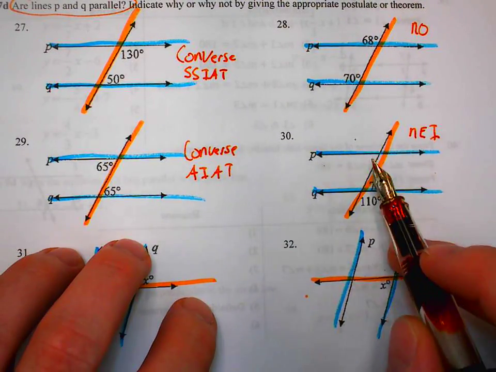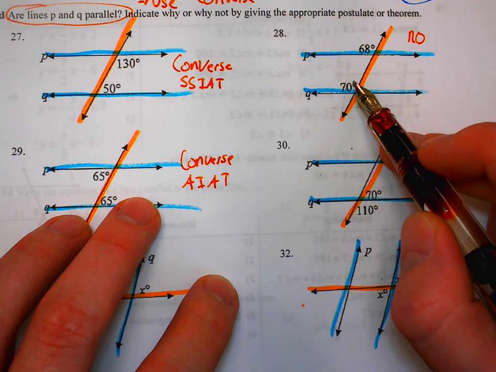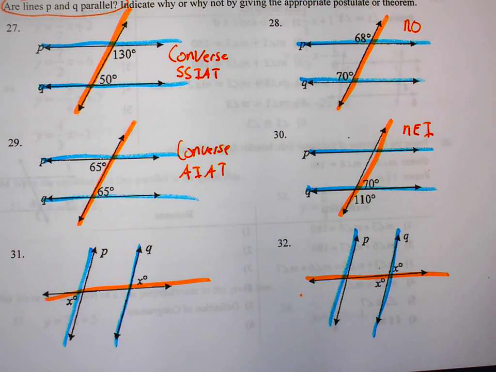The difference between 30 and 28 is in 28, I definitively knew they were not parallel because these angles should have been the same and weren't. Here, I don't know anything about these angles. Maybe they are the same, maybe they're not.